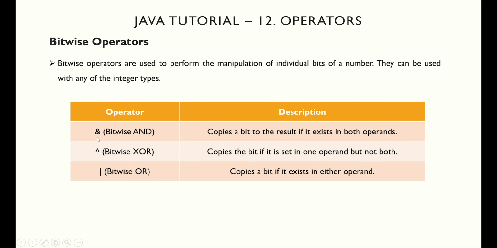Bitwise AND operator copies a bit to the left if it exists in both operands. Bitwise XOR operator copies the bit if it is set in one operand but not both. Bitwise OR operator copies a bit if it exists in either operand.